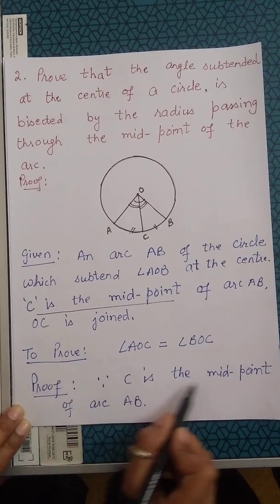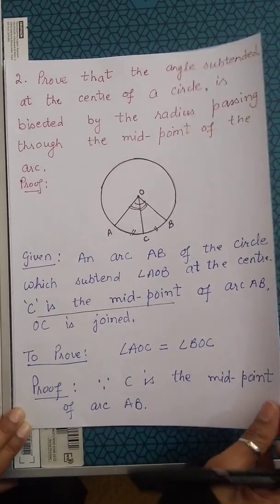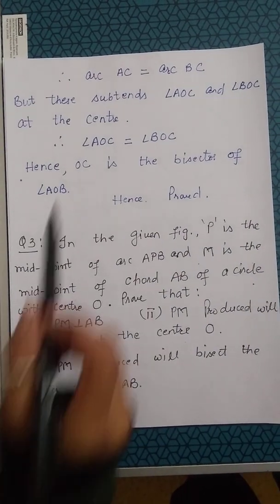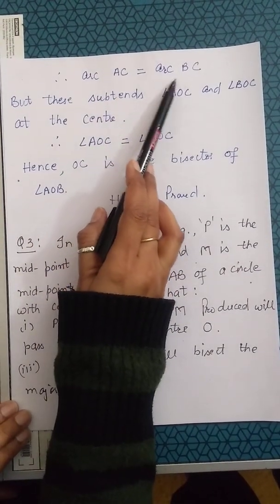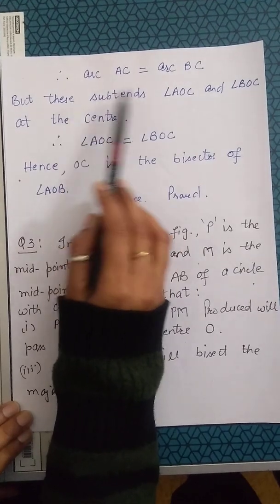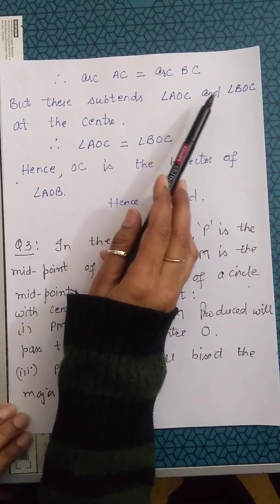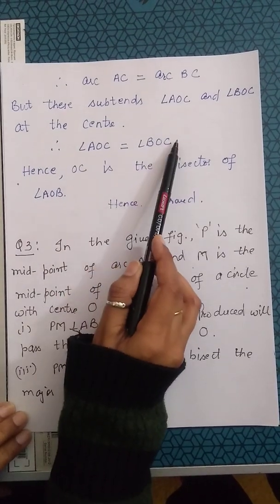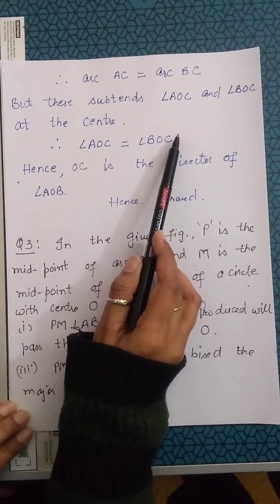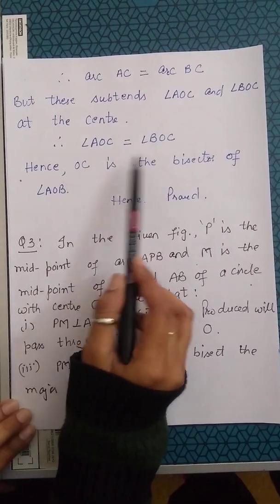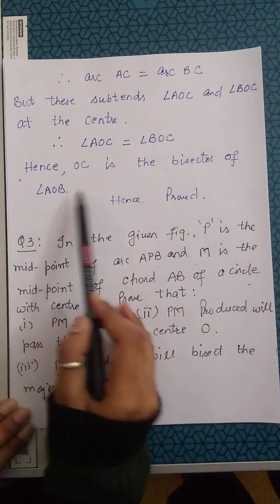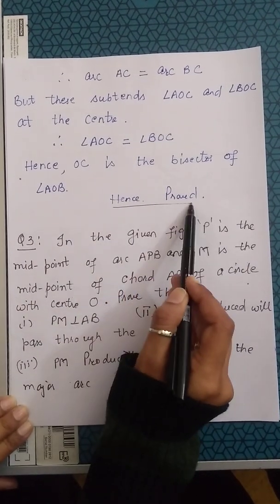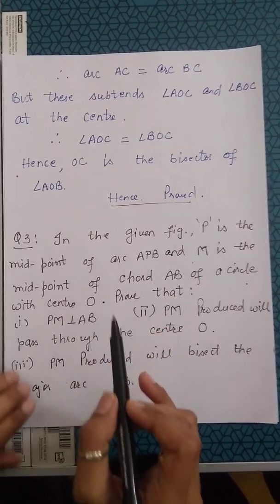Proof: because C is the midpoint of arc AB, we can say arc AC is equal to arc BC. But these subtend angle AOC and angle BOC at the center. Therefore, we can say angle AOC is equal to angle BOC. And this implies that OC is the bisector of angle AOB, and hence proved. Let's move to the next question.